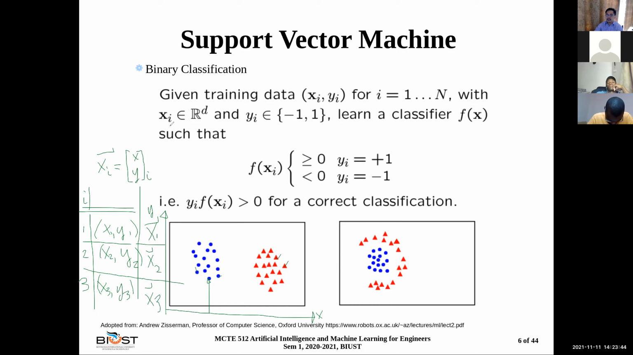Each xi here is an element of the real space R^d, where d is the number of components. In this case, it is in the plane, so it is two components, x and y. Your yi is the classification, so yi can be minus one or one, or zero or one, or some other classification. When you input your parameter xi, a vector of two components x and y, into the function, if it is greater than or equal to zero, the classification is positive one, and if it is less than zero, the classification is negative one. So there are two classifications in this case.